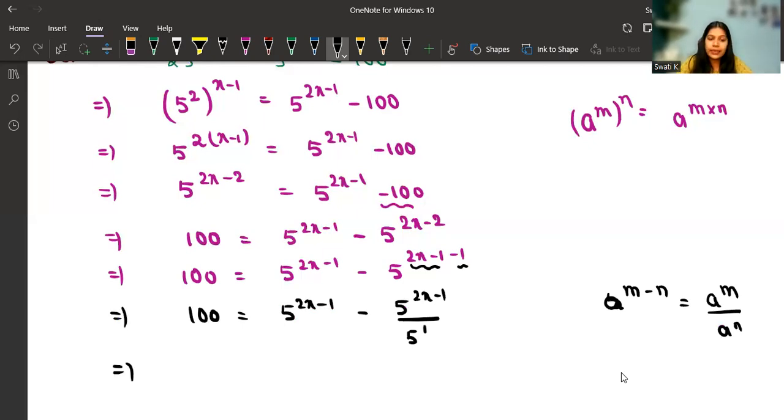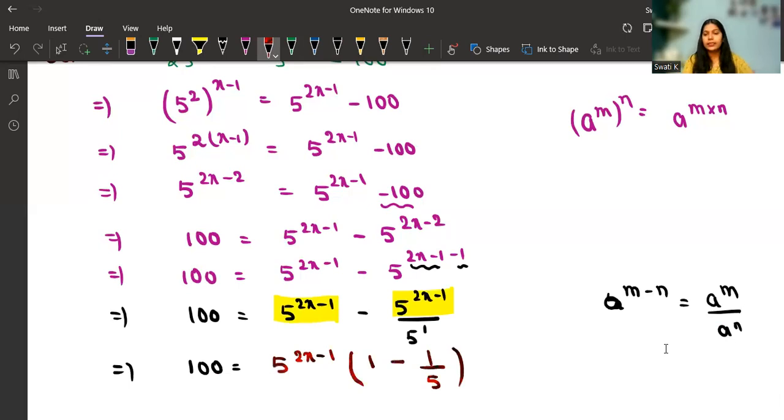Now next, I will write down 100 as it is. Here, what I'll do, I will take this 5 raised to 2x minus 1 common. Why? Because we are getting this here also and here also. So if I take this 5 raised to 2x minus 1 common, inside the bracket I'm left with 1, and then minus, here I'm left with 1 upon 5 raised to 1, which is same as just 5, right?